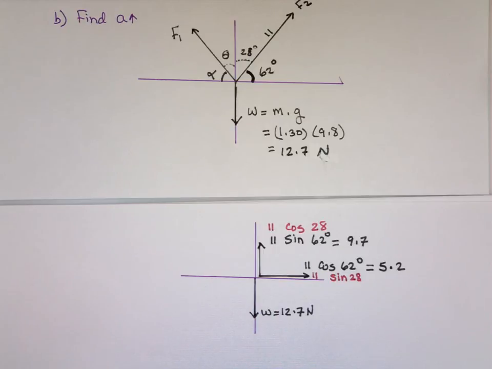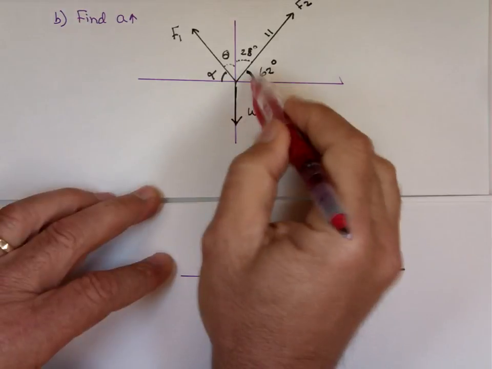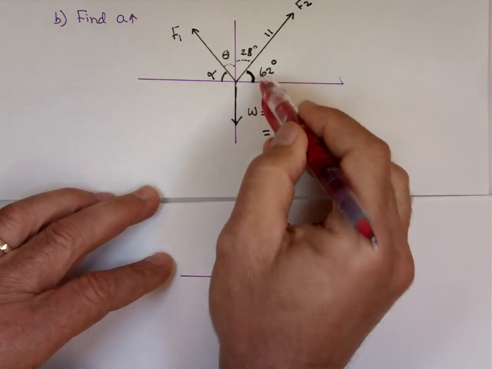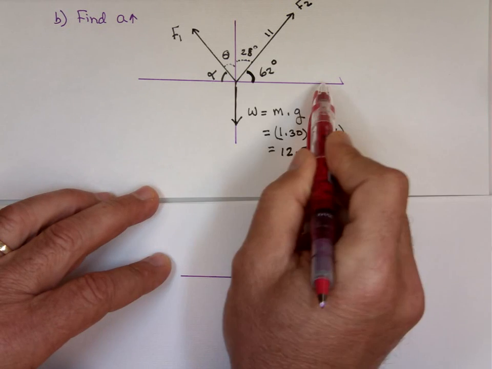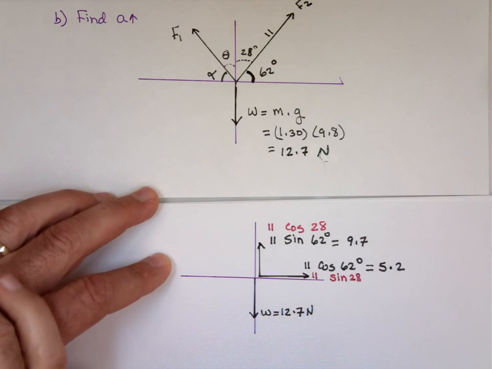So if the problem said with respect to the horizontal, then we would do it like that? Correct, that would be the 28 here. For 28, that would be the cosine 28, because if the angle is with respect to this line, x is always the cosine, y is always the sine.